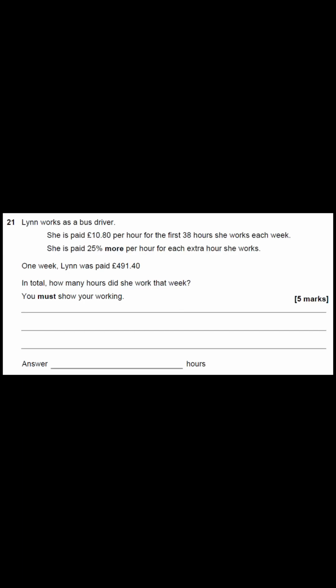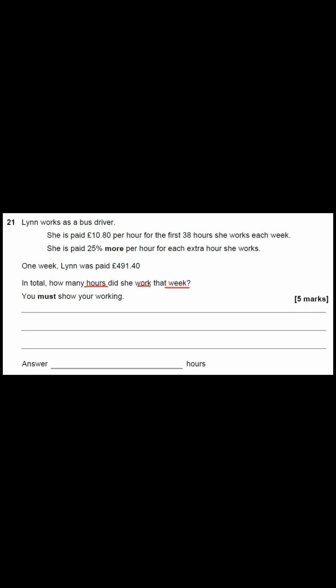So, first of all, what are we looking for? Now, this question says, Lynn works as a bus driver. She is paid £10.80 per hour for the first 38 hours she works each week. She is paid 25% more per hour for each extra hour she works. One week, Lynn is paid £491.40. In total, how many hours did she work that week? You must show your working. So, what are we looking for? What are we being asked for? Well, we're being asked for the number of hours that she worked that week.